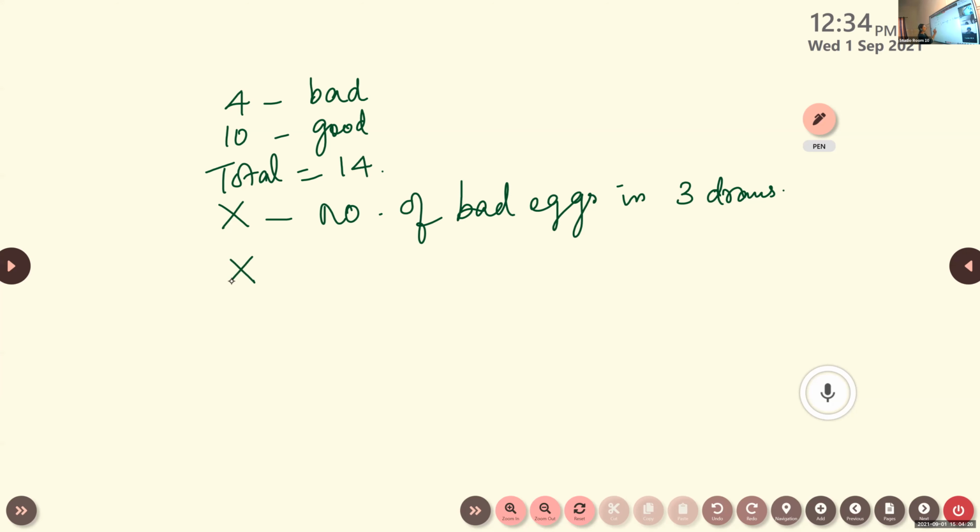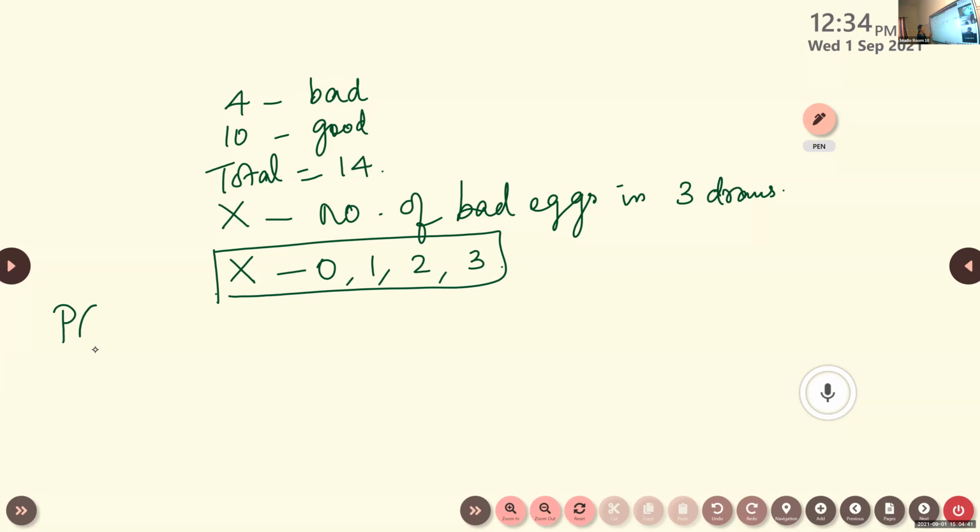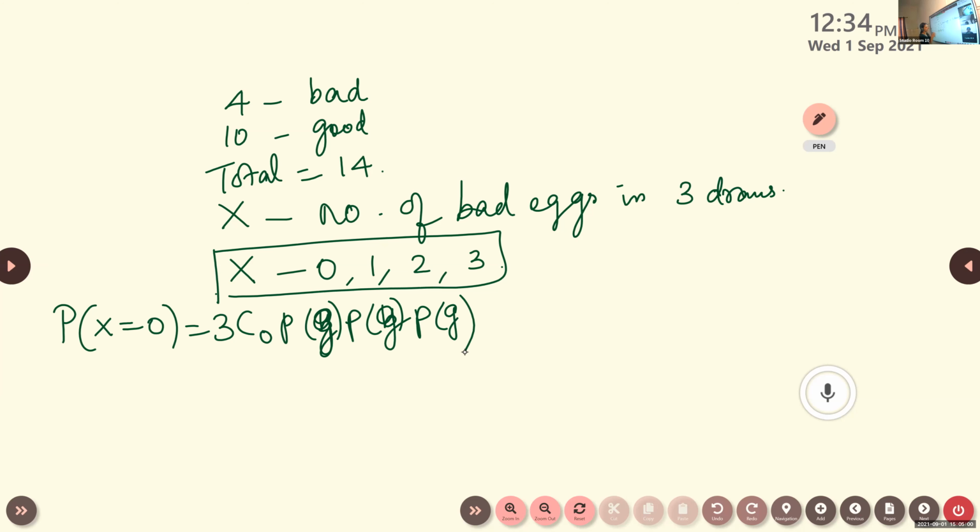So what are the possible values of X? X can take the values 0, 1, 2, 3. We can start with the first one. When X is 0, X is 0 means among the 3 trials, nothing is bad. So that means all the times we get good, P of G, P of G, P of G. We want good, so we are getting all the 3 as good.